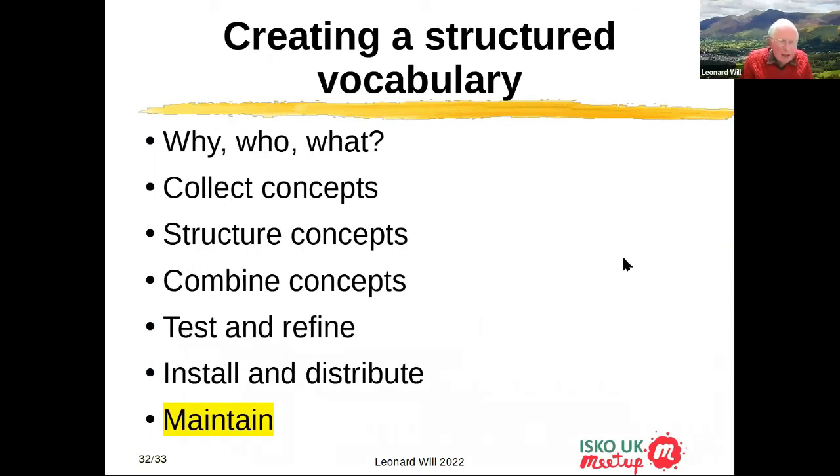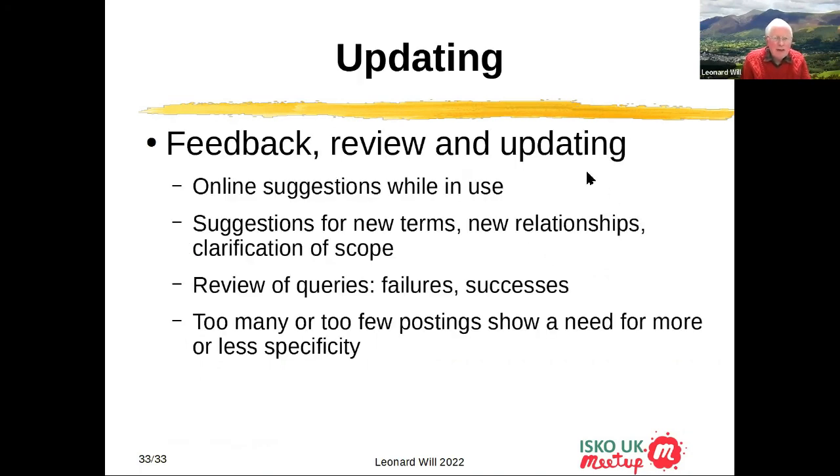Finally, having got the scheme in use, we must remember that it's not a one-off. It's got to be maintained. We need to provide for feedback and review. Are people, indexers for example, going to be able to add new terms on the fly as they find a need for them, or do they have to make an application to the thesaurus editor to include new terms, suggesting what the new term scope should be, what its relationship should be?